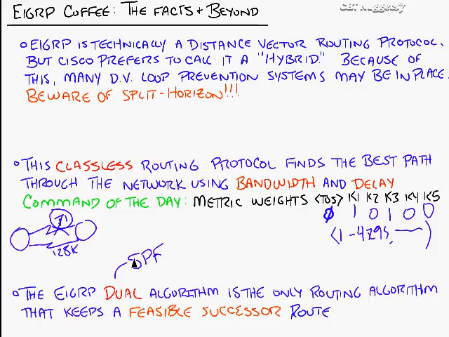Well, if you're running the SPF algorithm, it has to run the algorithm itself again, which takes time, go through the entire topology and say, aha, I found a backup route. Not so with EIGRP's DUAL.